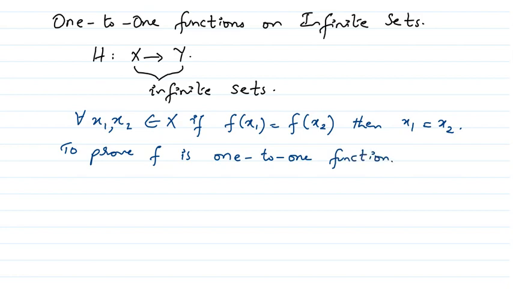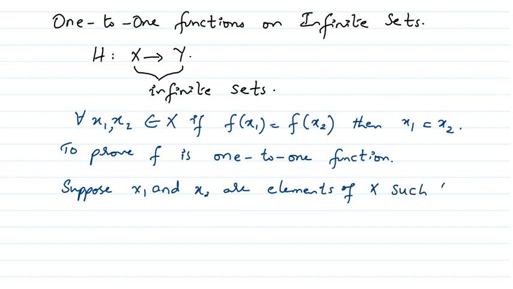In the first step we are going to suppose or assume that x1 and x2 are elements of x such that f of x1 is equal to f of x2. Okay, in the first step we have to suppose that x1 and x2 are two elements that belong to the set x, and for those elements f of x1 and f of x2 are the same, they have the same value.